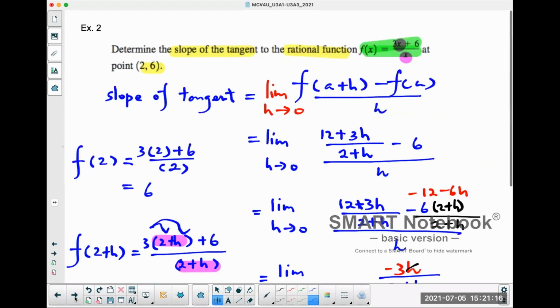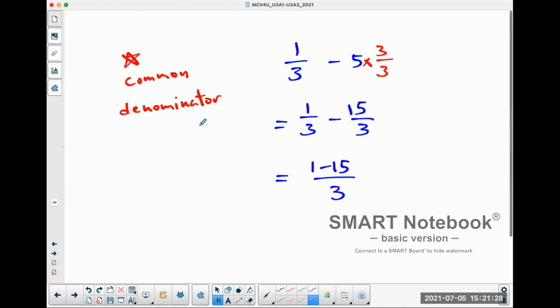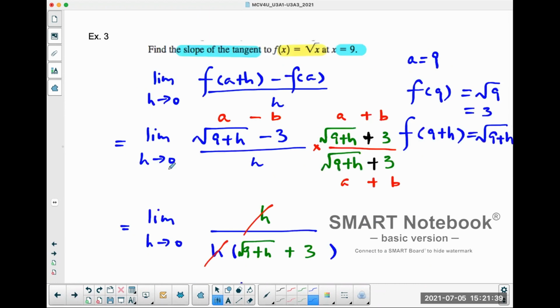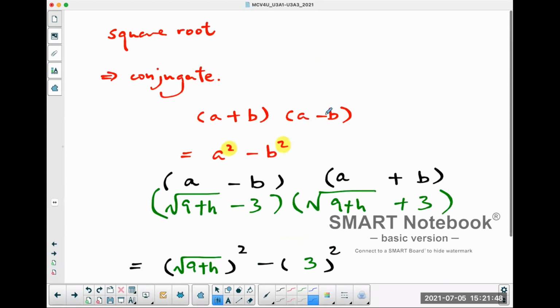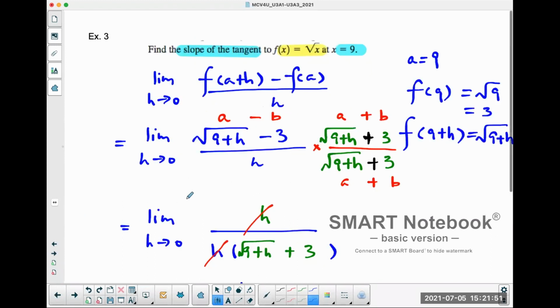The second kind of function that you should be able to find a slope of tangent for is the rational function, where they have a numerator and a denominator. For questions like that, pay attention to common denominators. You have to add and subtract with common denominators, right? A lot of people struggle with fractions. Be careful with that. The third type of function you're expected to be able to find the slope of the tangent for is the square root function. So anytime you see a square root in the question, you probably would have to do a conjugate. If you have a minus b, then you multiply by a plus b, where a squared cancels the square root.